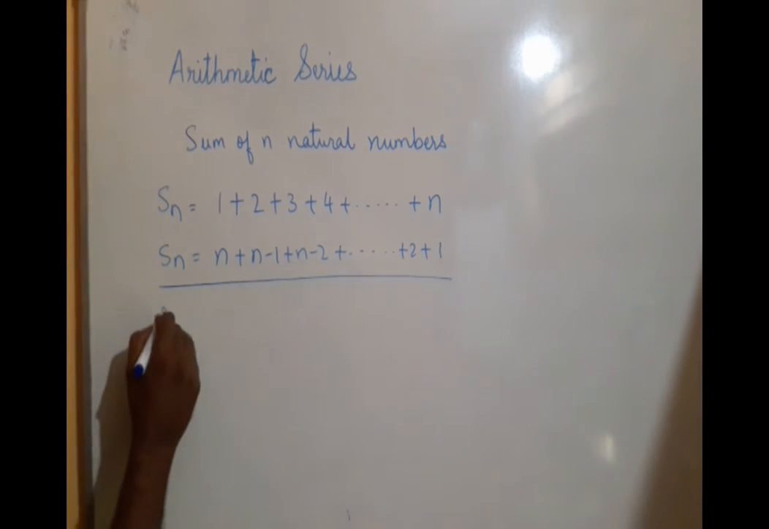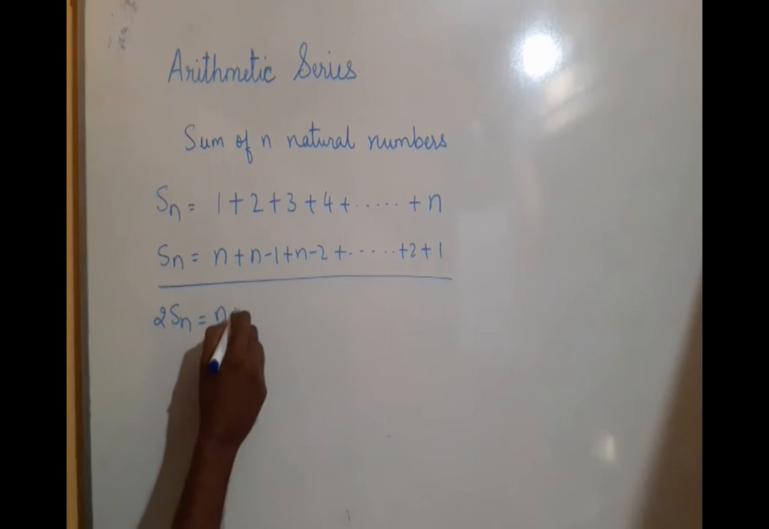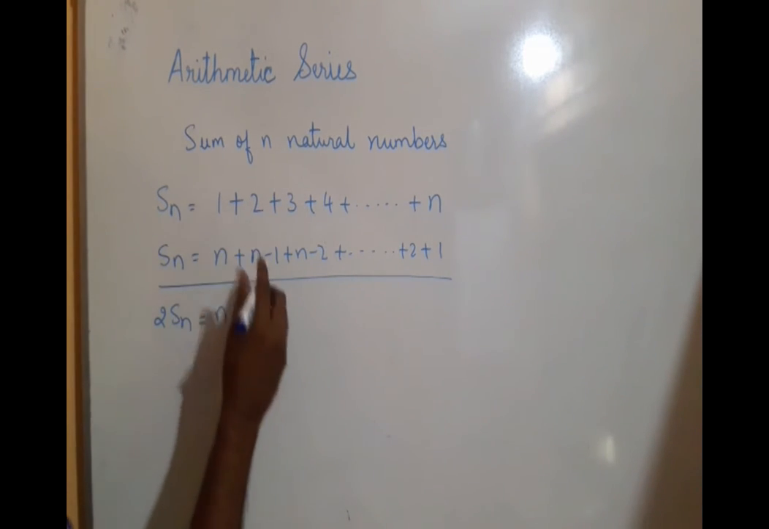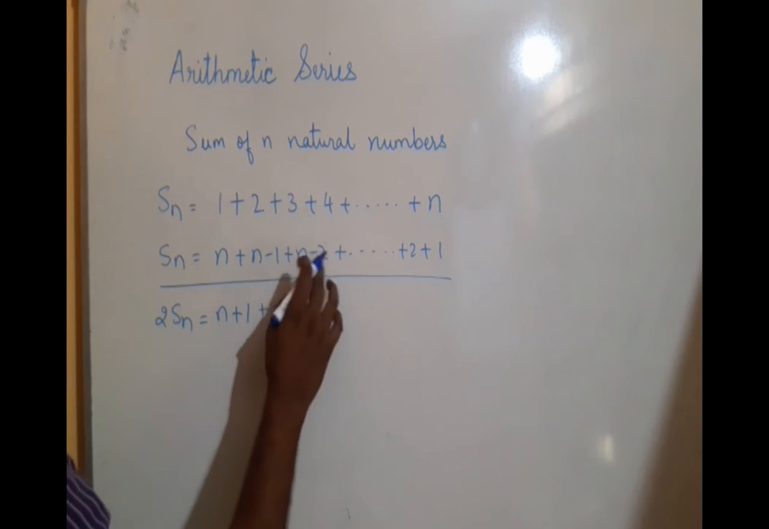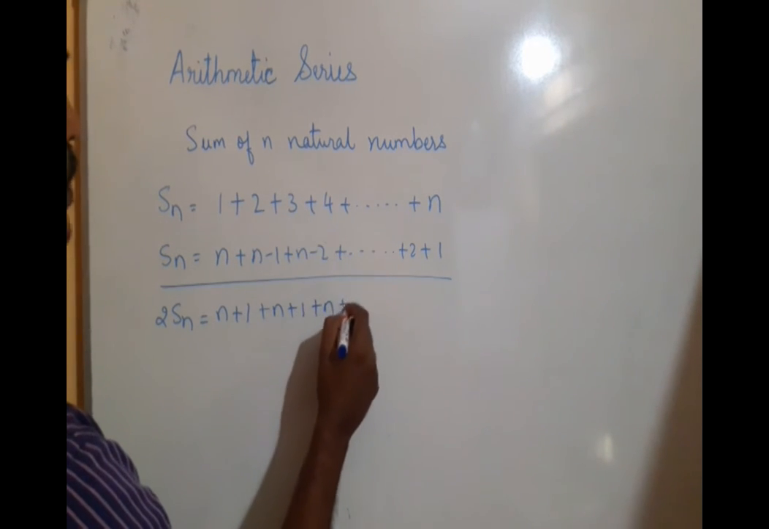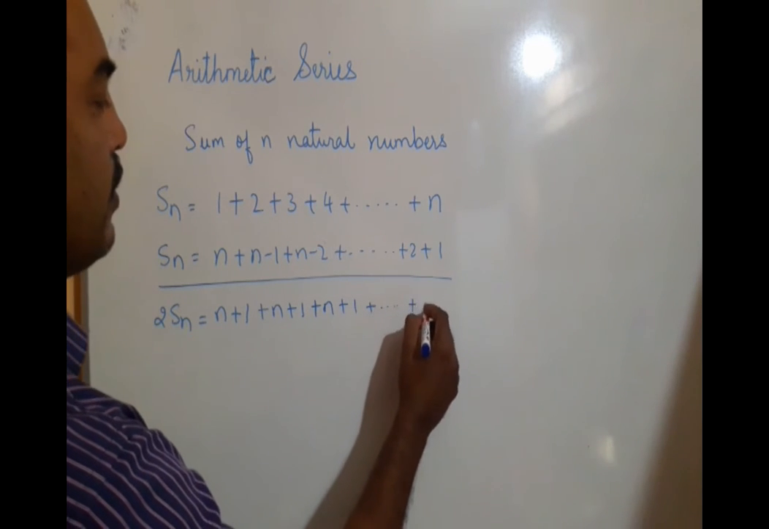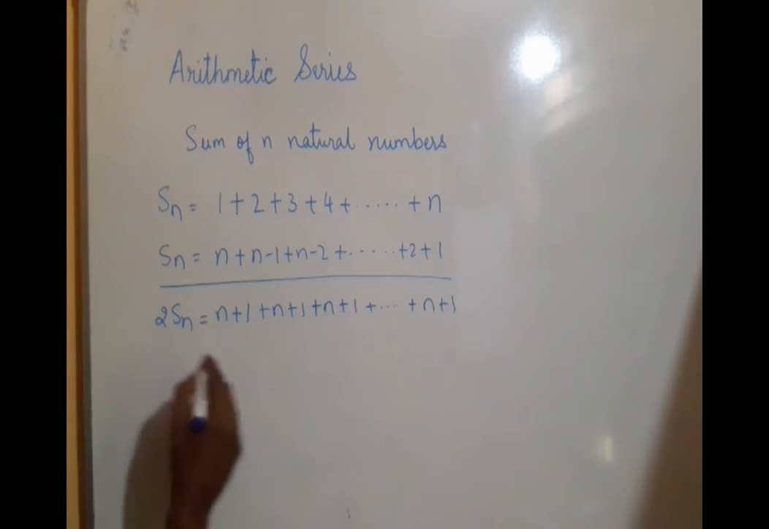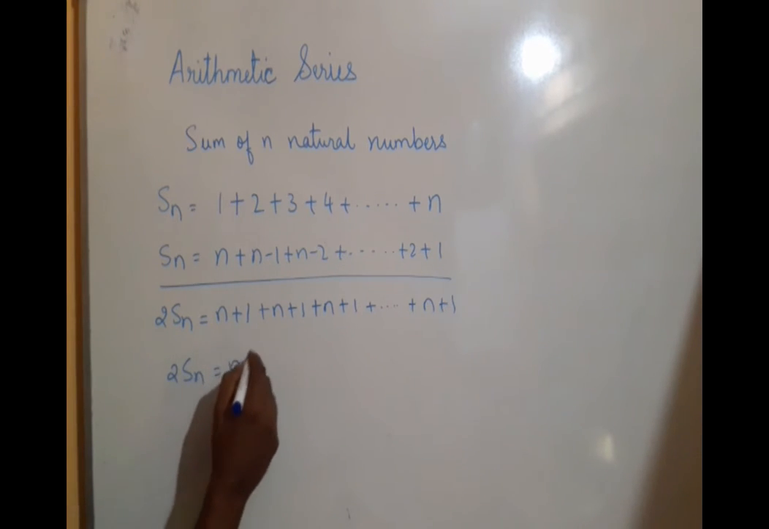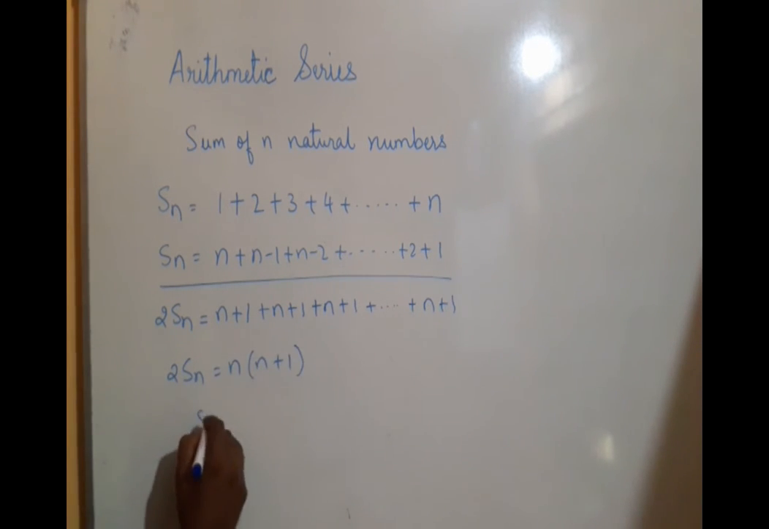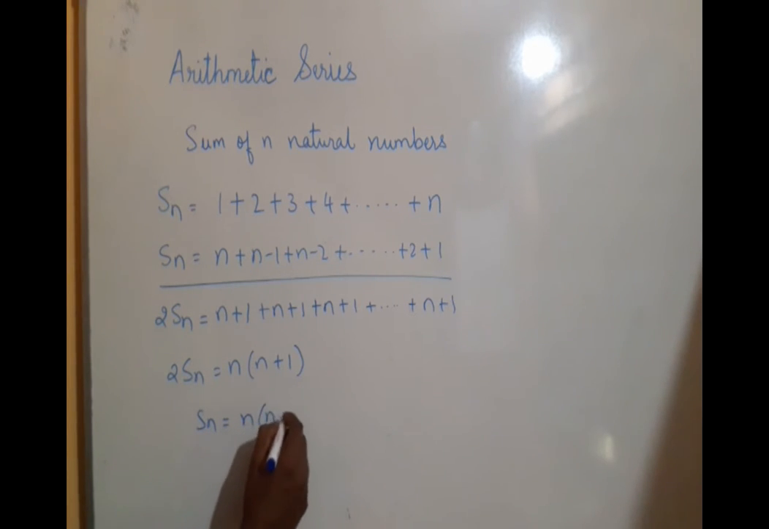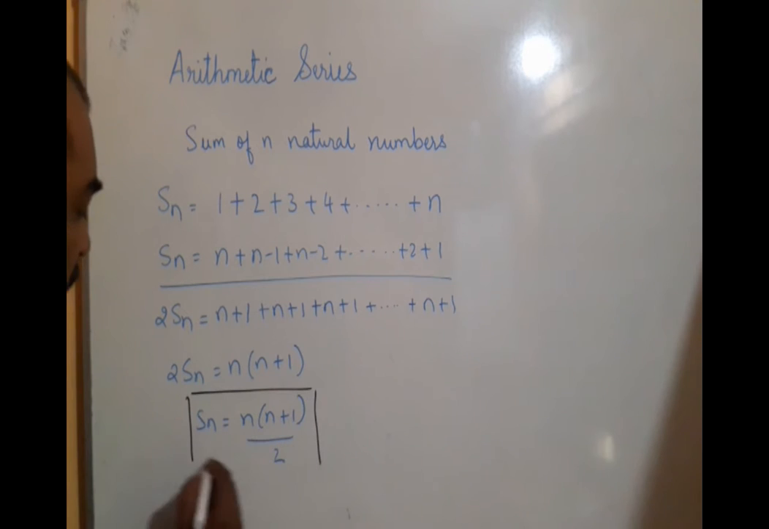When I sum them up, I get 2Sn equal to n plus 1, n minus 1 plus 2 is also n plus 1. N minus 2 plus 3 is also n plus 1. So we get n plus 1. How many times? N times. So 2Sn equal to n into n plus 1. So Sn is equal to n into n plus 1 upon 2. This formula is only applicable when our arithmetic sequence is a series of natural numbers whose first term is 1 and common difference is 1.